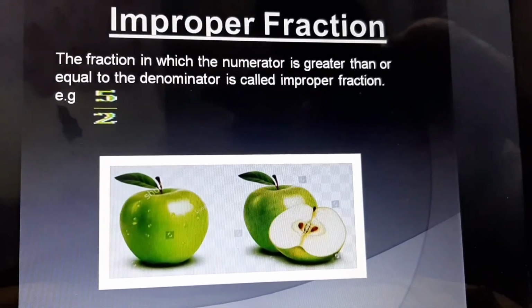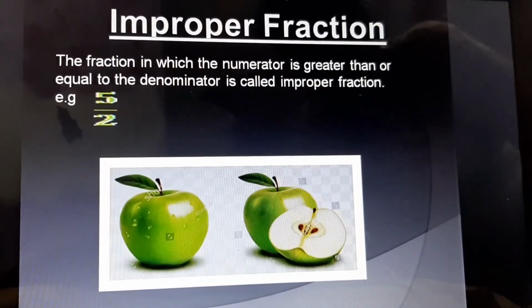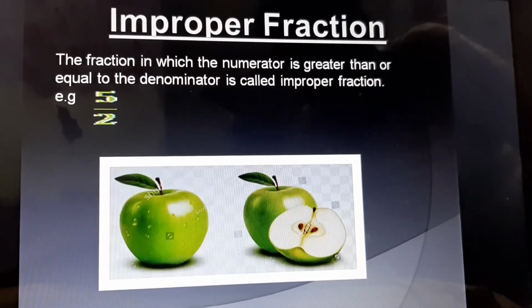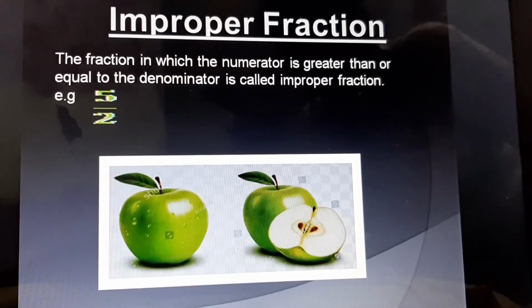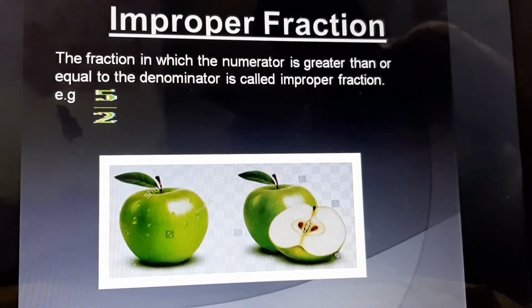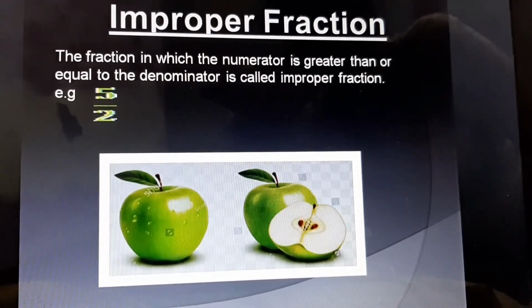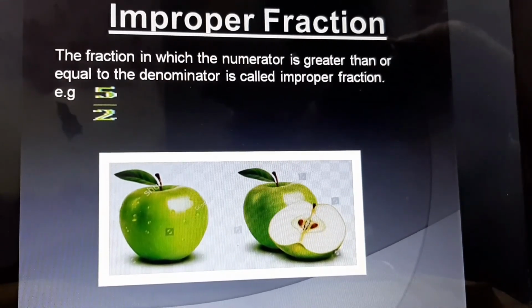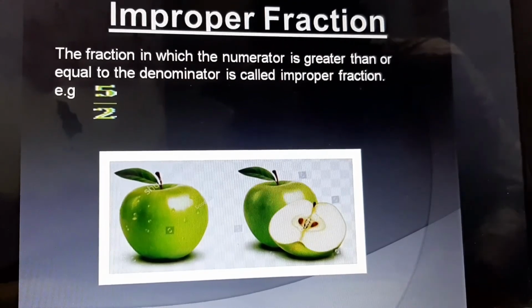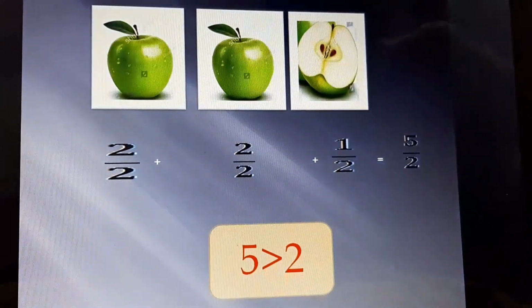Improper fraction. The fraction in which the numerator is greater than or equal to denominator is called improper fraction. For example, 5 by 2. Improper fraction is the way to write mixed fraction. It can be better understood by this example.